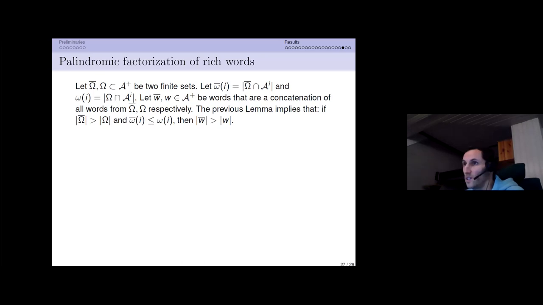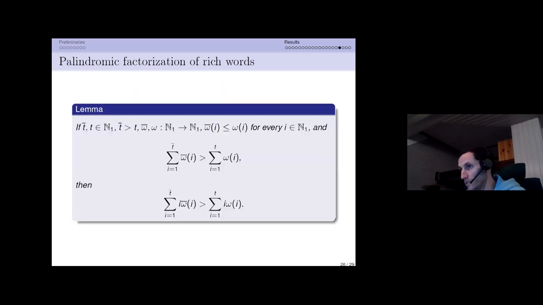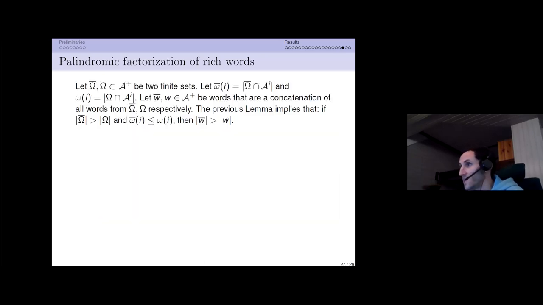And now I consider two words. The sets omega and omega with bar are finite. This is also important. And now I consider two finite words, W and W with bar, which are concatenations of all the words from these corresponding sets, omega and omega with bar. And now the previous lemma, the complicated one, says just that the word W with bar is longer than the word W.